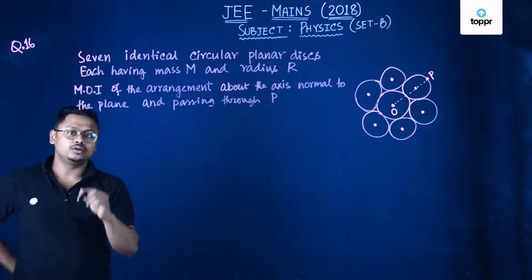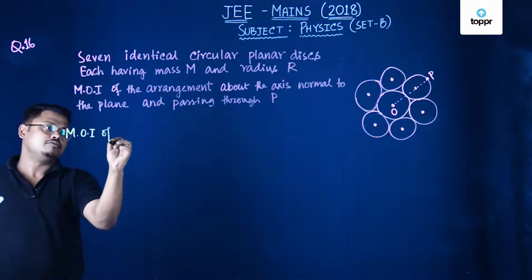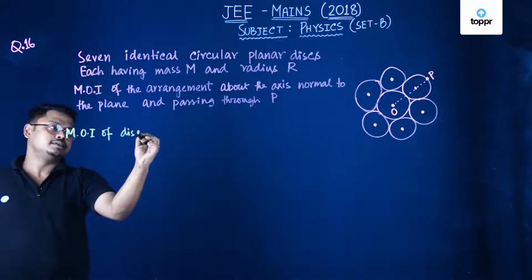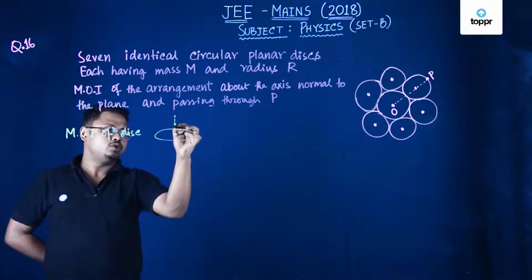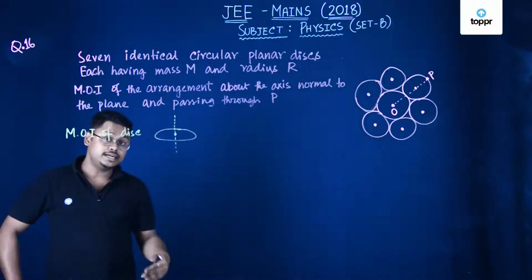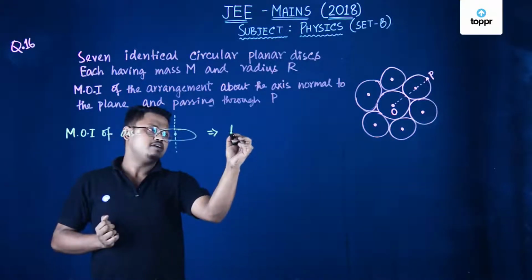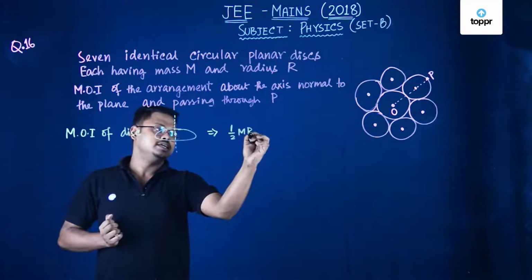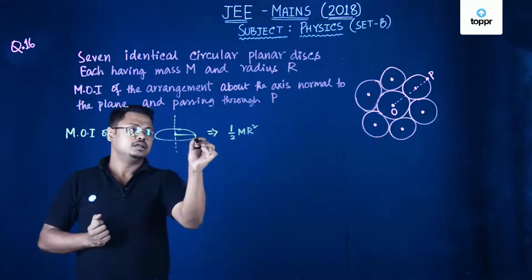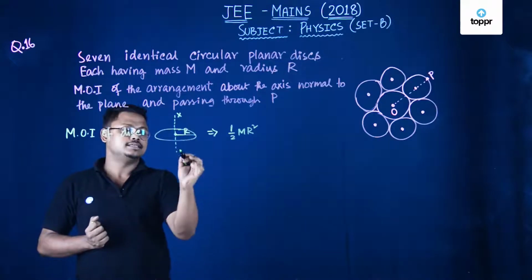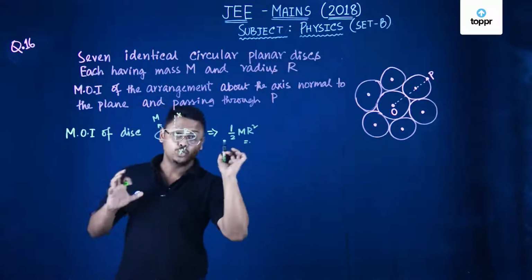So first we will do what? We know the moment of inertia of a disk, let's say this is the disk, about any axis that is passing through the center and perpendicular to the plane of the disk, will be half into the mass of the disk into the square of the radius. Let's say this has radius R, this is axis x dash, and it has mass capital M. This is what we know, right?